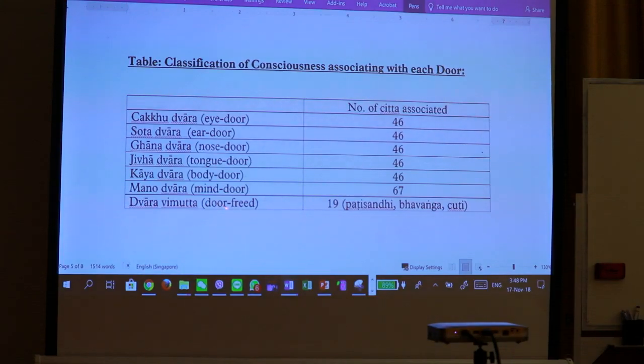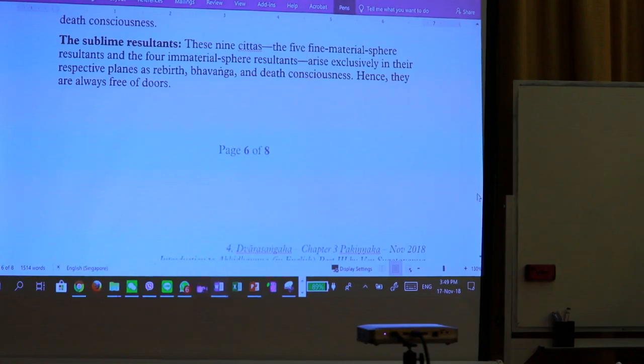Dvara-vimutta, door-freed, 19 consciousness: patisandhi, bhavanga and chuti. We can recollect. We are not going to count the citta, but we can understand the citta process. Counting means we can know which kind of mind arises, which kind of mind we can feel.